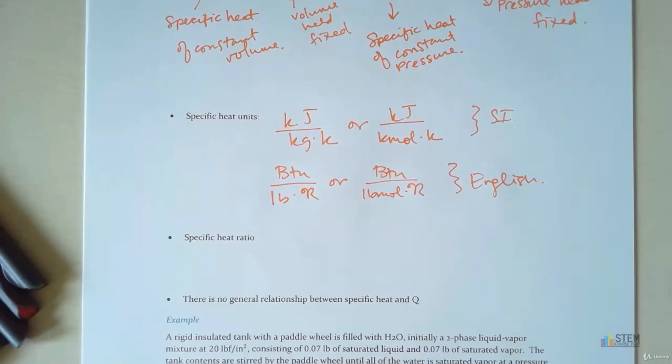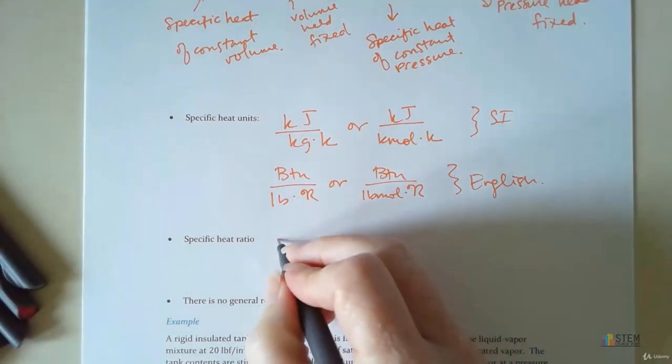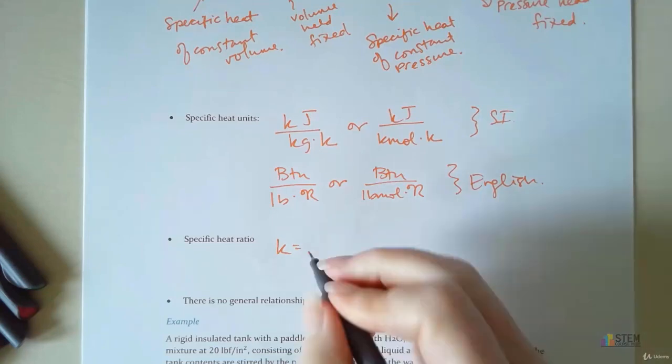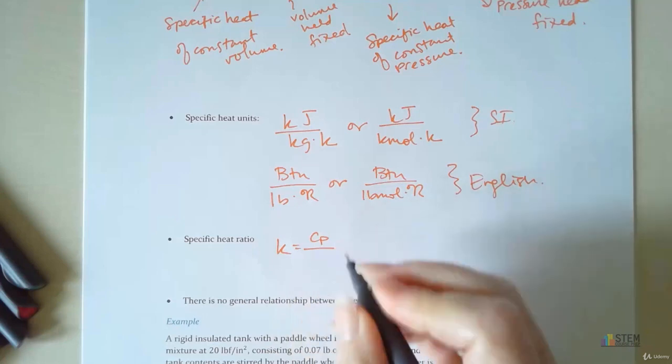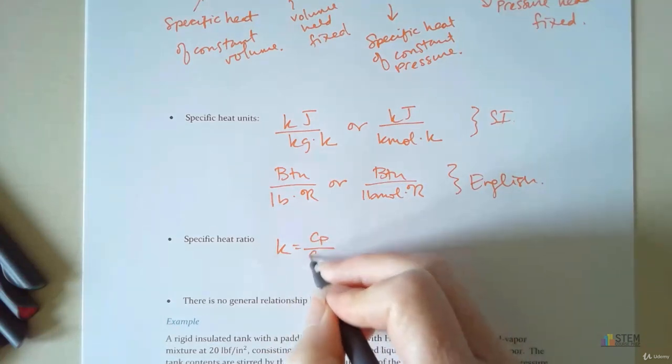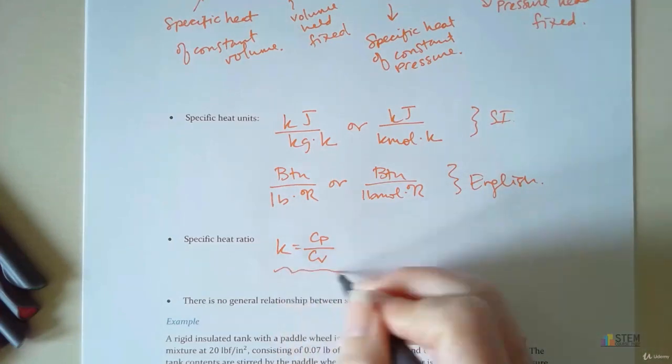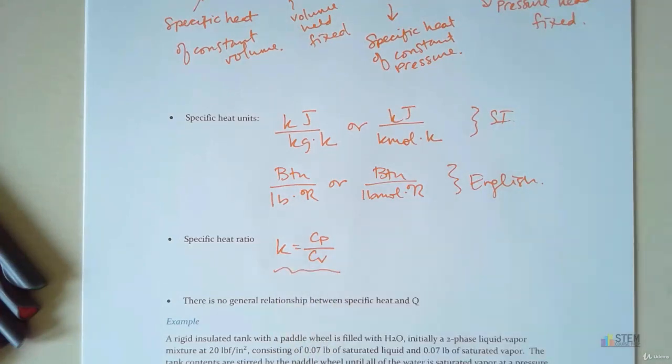There's also something called a specific heat ratio, and the symbol for it is K. Some books have a symbol of gamma, so if you do aerodynamics, you'll see gamma a lot of the time. But K and gamma are the same thing. The ratio is going to be Cp over Cv. So just keep that in mind. If you're given the ratio value and you know Cp, you can find Cv, for example.